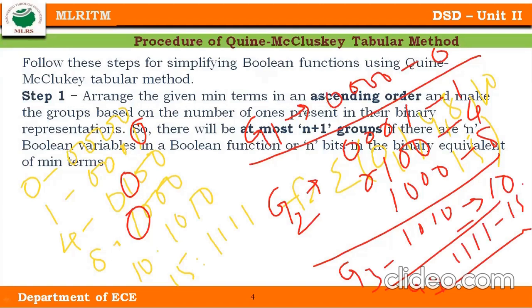Hope you understood what I am doing here. Step 1 is to find all the min terms in your Boolean expression, Boolean function. Arrange all those min terms in ascending order and then group them depending upon the number of ones present in the binary value of that particular min term value. Okay, hope this step is also understood.